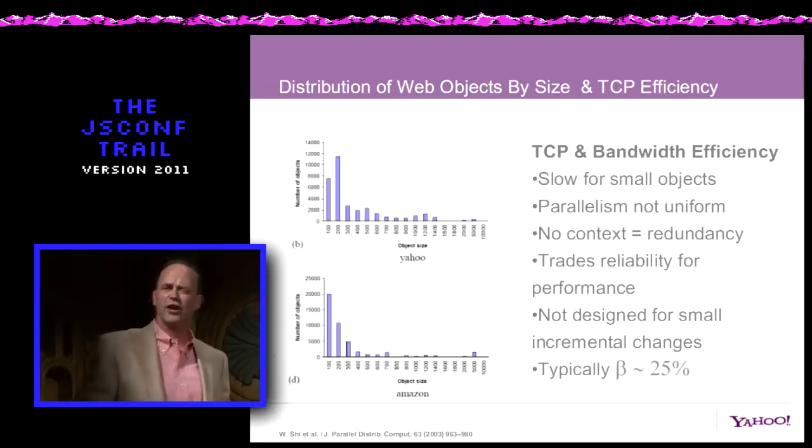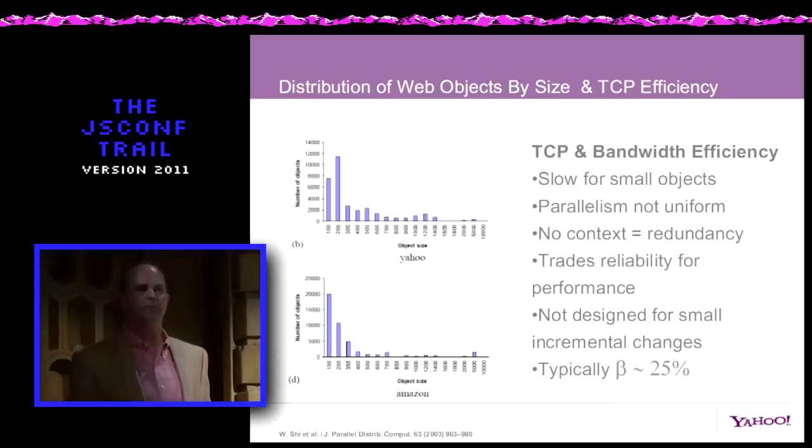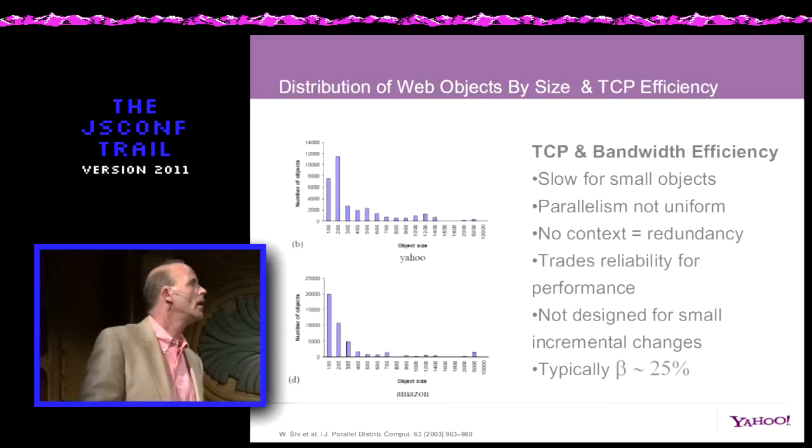TCP tries to trade reliability for performance. In a lot of cases, that's a really good trade-off. It's not necessarily the trade-off we want to make on the web. If we're going to make the web faster, we've got to make it smarter. Forcing everything to make a trade-off between reliability and performance in favor of reliability is not a performance optimization.